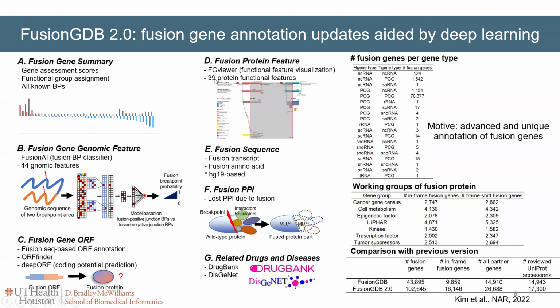We also developed FGPure, a unique visualization of the functional features when the fusion gene happens. We also provide the fusion gene transcript sequence and fusion protein sequence. UniProt is importing our fusion protein sequence. And we also provide annotation about fusion PPI events, the impact, and the related drug and disease. So yeah, this is the overall stat.